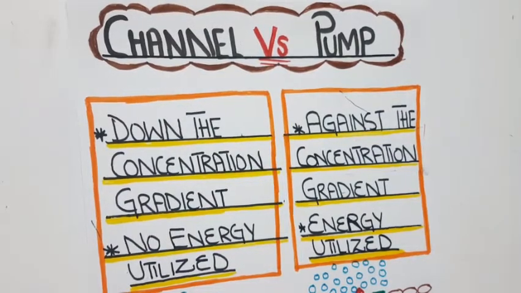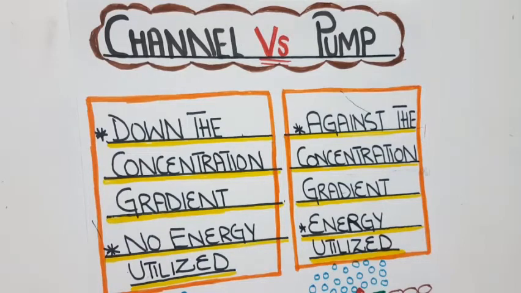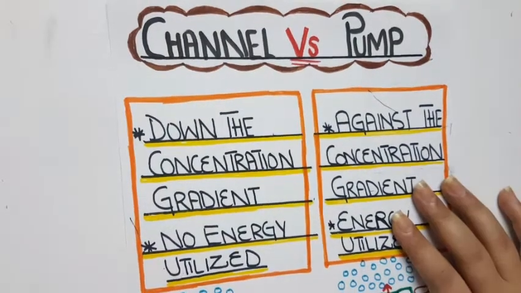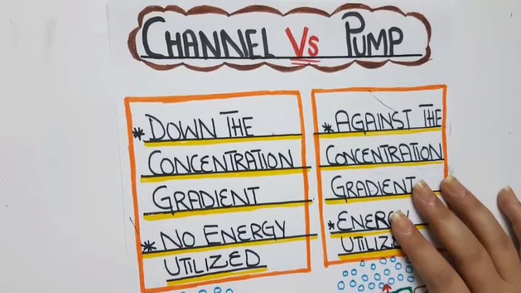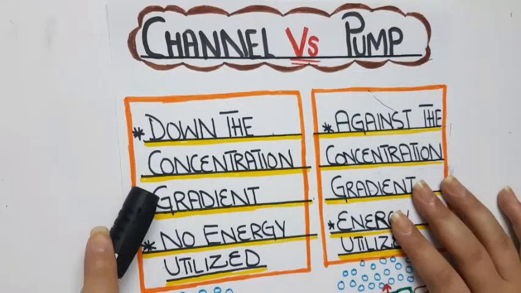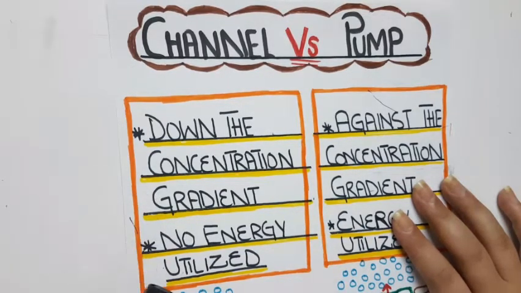But before going to the discussion of those different types of pumps, it is important to know the difference between channel and pump. Although they both are transmembrane proteins, the difference is in their function. A channel is a transmembrane protein which moves molecules or ions down the concentration gradient without utilization of energy.